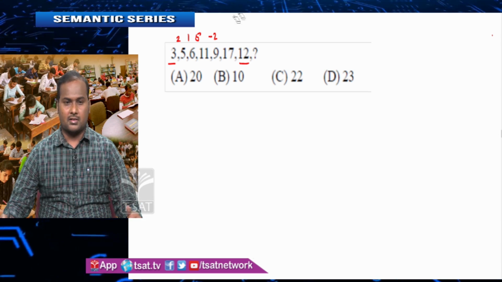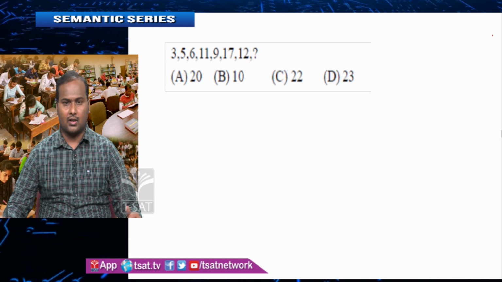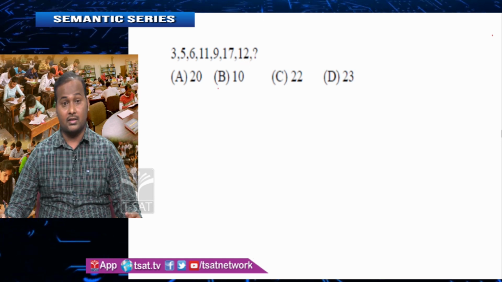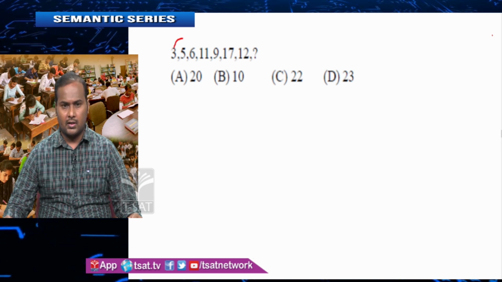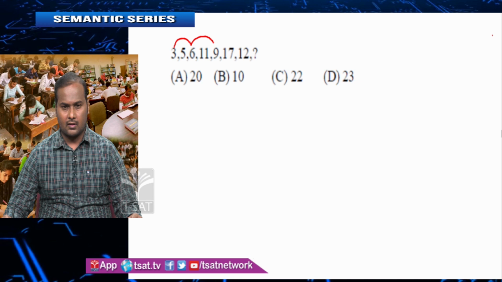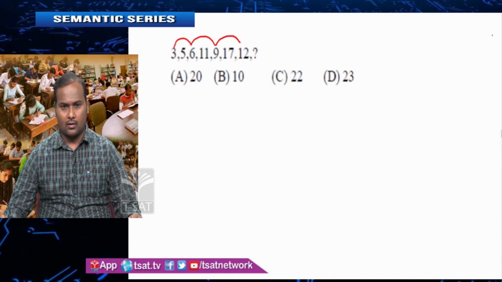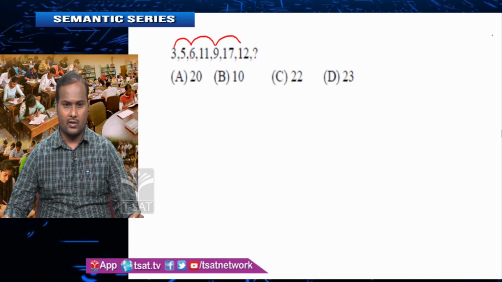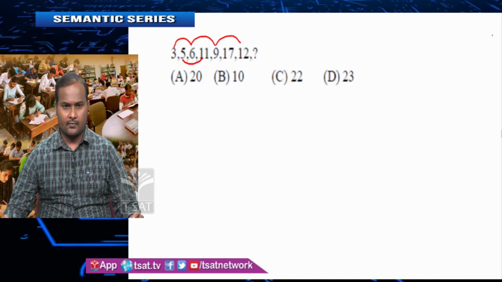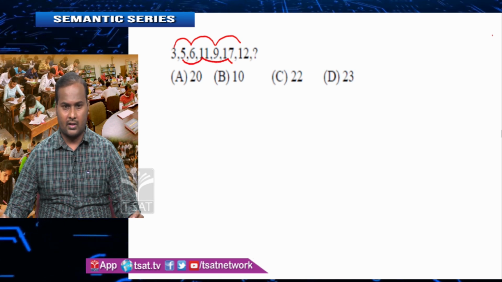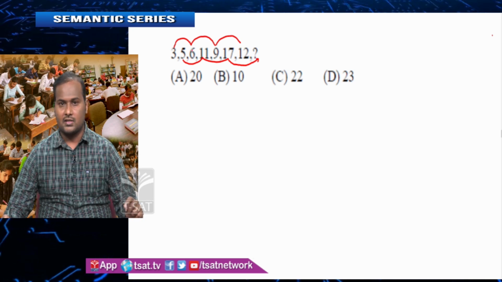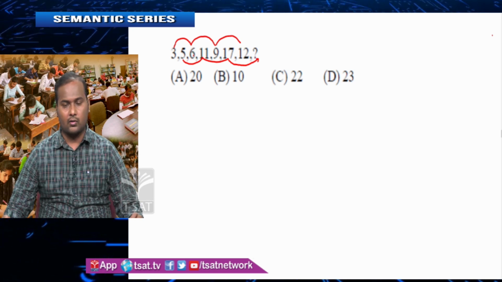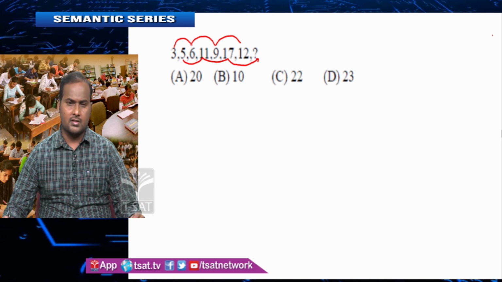What is meant by a mixed series? It has more than one series involved in this particular series. If you see this series, 3, 6, 9 and 12 forms one series. In the same way, 5, 11, 17 and you need to find out the answer. So there are two series involved in this particular series. So we call this kind of series as mixed series.